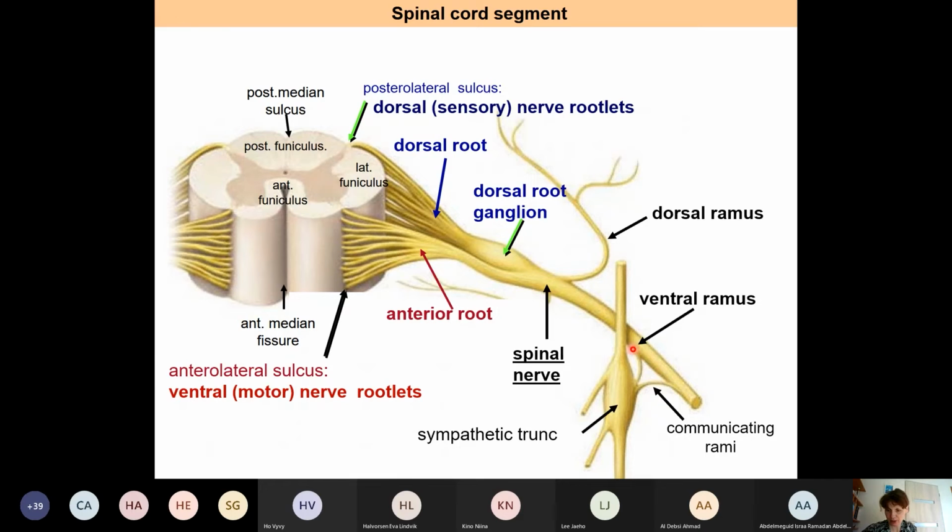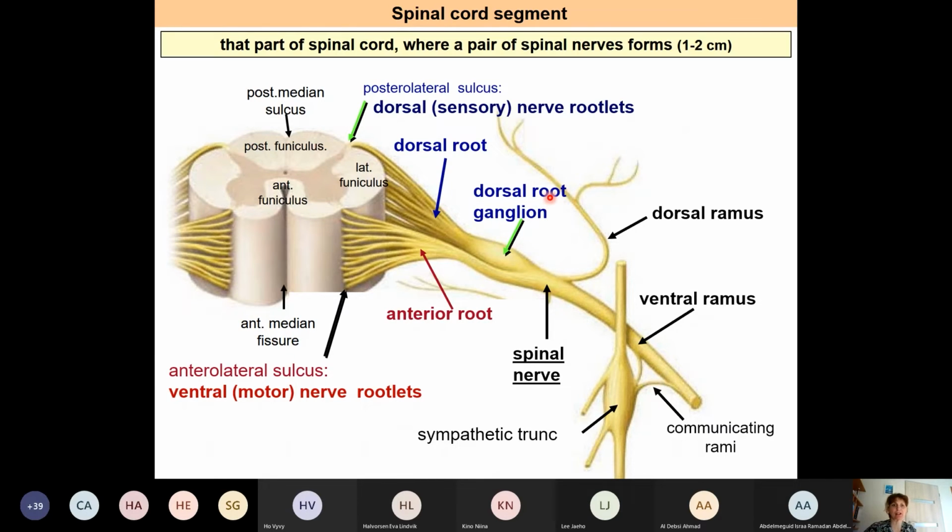Thank you. With the communicating rami. And one term I want to emphasize, what is actually the spinal cord segment? Because the spinal cord itself doesn't show any segmentation, but that part of the spinal cord where a pair of spinal nerves forms, that is the spinal cord segment. So it is formed by the anterior and dorsal roots, which then unite and form the spinal nerve.